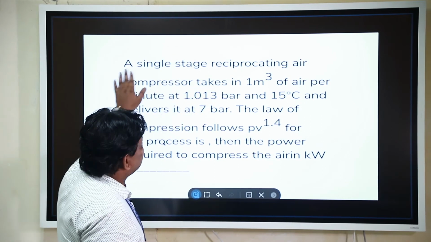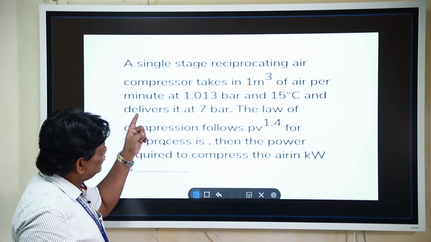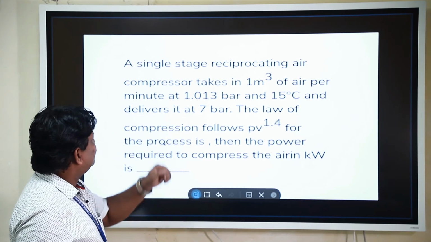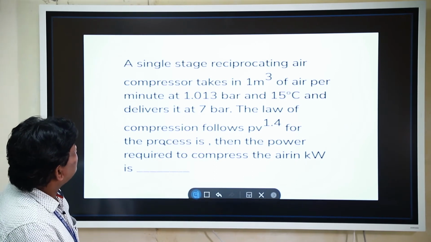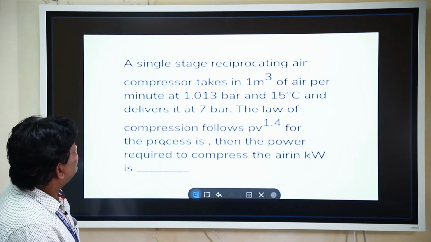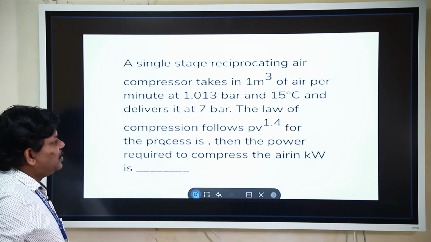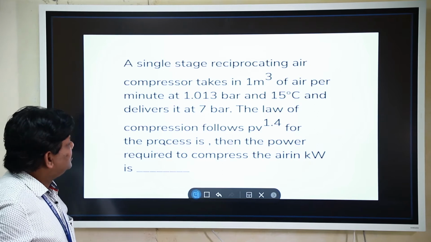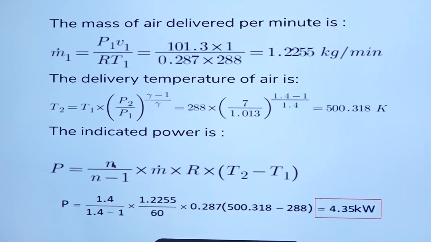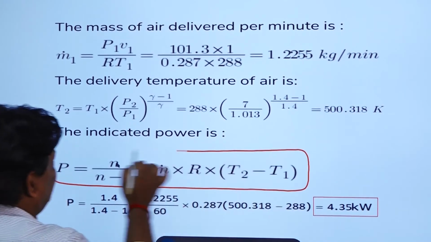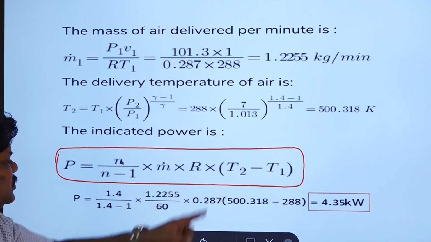The next one is a single stage reciprocating air compressor that takes in 1 meter cube of air per minute at 1.013 bar and 15 degrees centigrade. So V1 is given, P1 is given, T1 is given. It is a single stage, so P2 is also given, and the polytropic index n is 1.4. Find the power required to compress the air. This is the formula for the indicated power: n by n minus 1 into m dot into R into T2 minus T1.